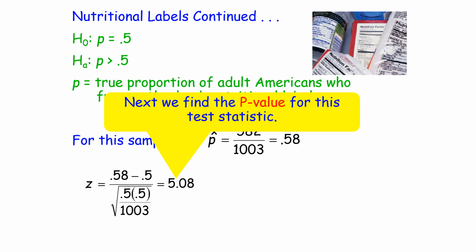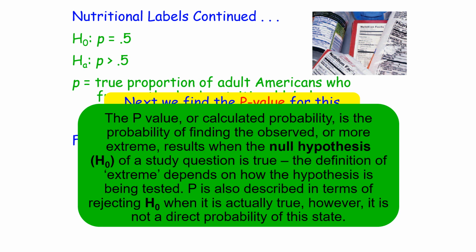Next, we find the p-value for this test statistic. Now, notice that this is a capital P value. The capital P value, or the calculated probability, is the probability of finding the observed, or more extreme, results when the null hypothesis, or H sub 0, of a study question is true. The definition of extreme depends on how the hypothesis is being tested. Capital P is also described in terms of rejecting the null hypothesis when it is actually true. However, it is not a direct probability of this state.